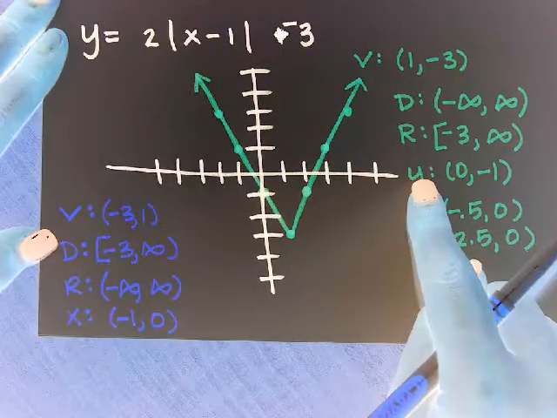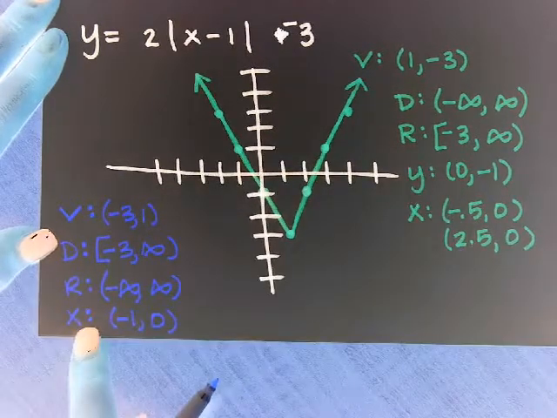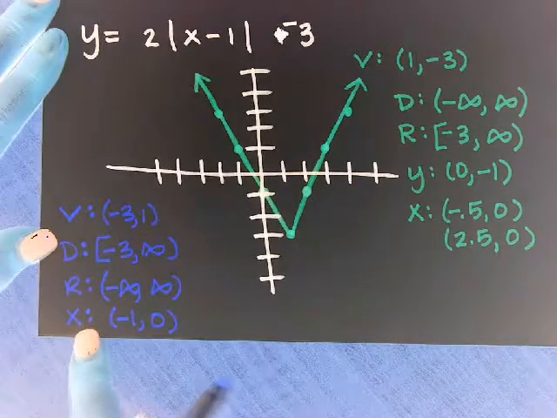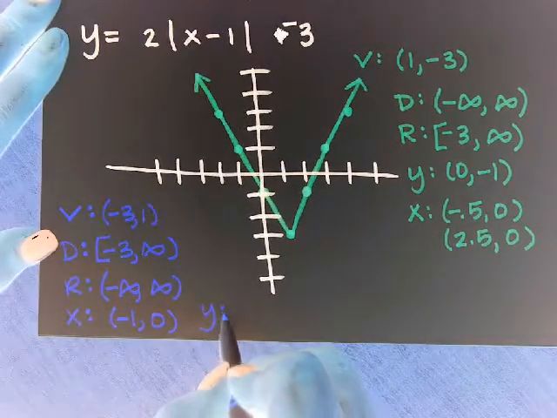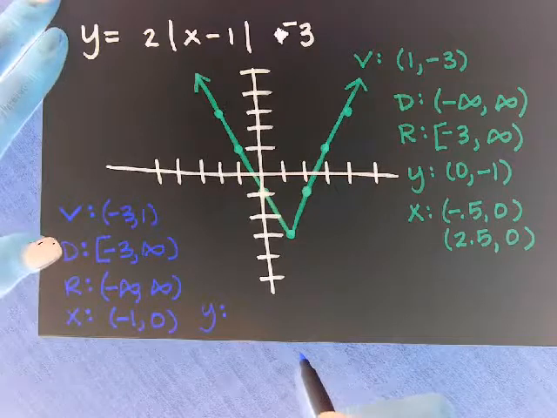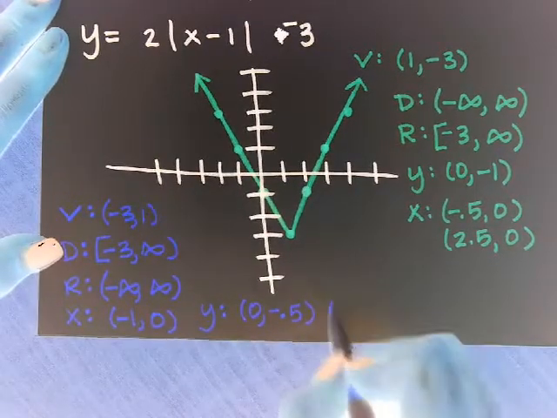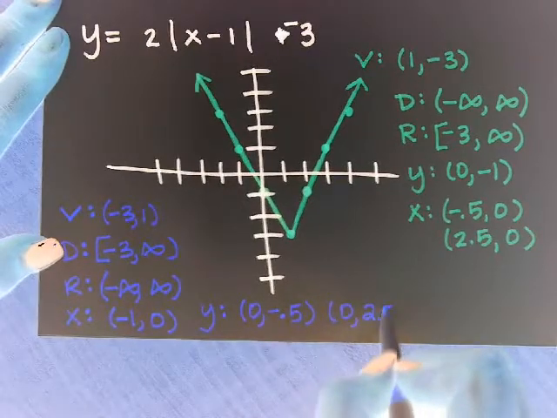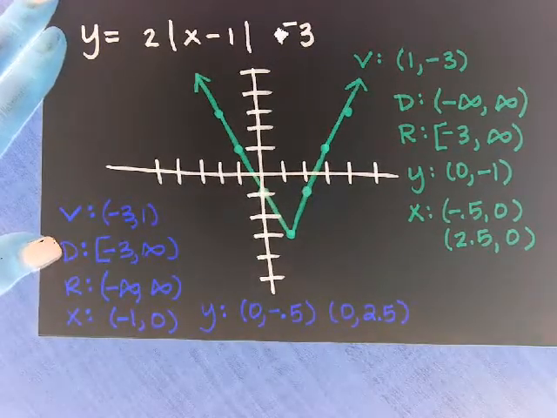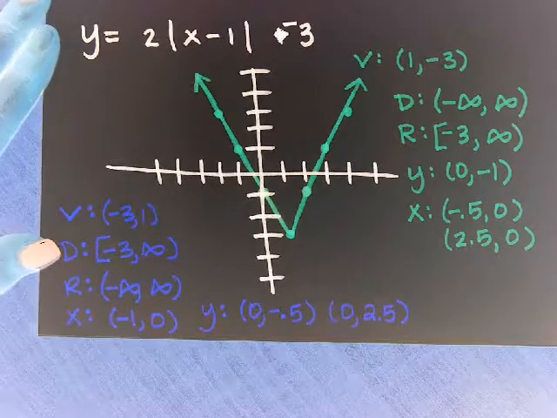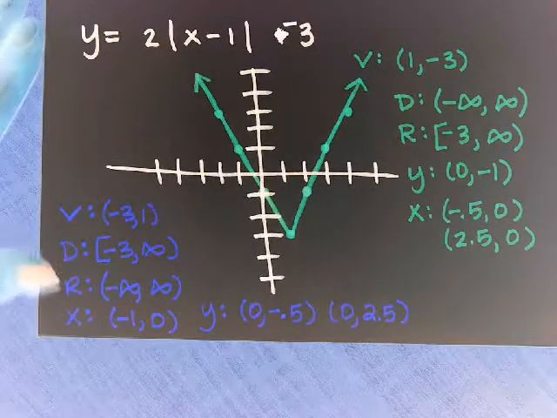So something that was a y-intercept before is going to become an x-intercept now. How many y-intercepts are we going to have? 2. What are they going to be? 0, negative 0.5, and 0, 2.5. Okay. So I can find a lot of information about the inverse without actually doing the inverse, right?